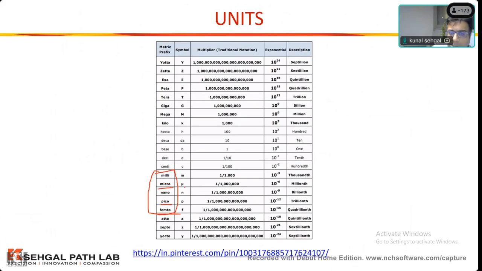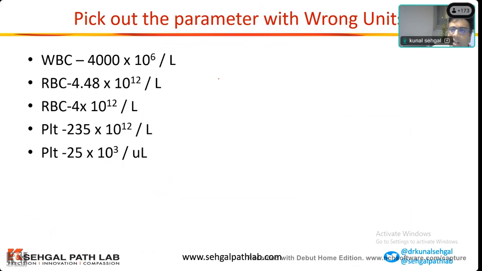We should also understand the relation between micro and a liter, because in different labs, the units are given differently. So, Dr. Harini, I request you to tell me, I have matched certain parameters here. For example, WBC on the left is also written on the right, but with different units. Tell me which is the wrong pair. WBC here is 4,000 into 10 to 6 per liter. Here it is 4 into 10 to 3 per microliter. Are both the same or are they different?